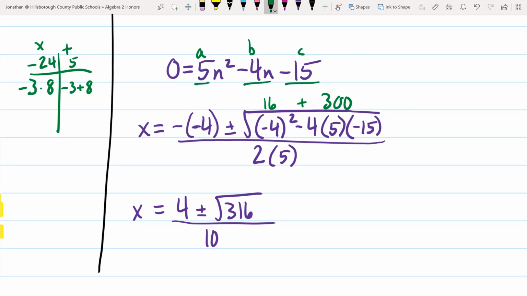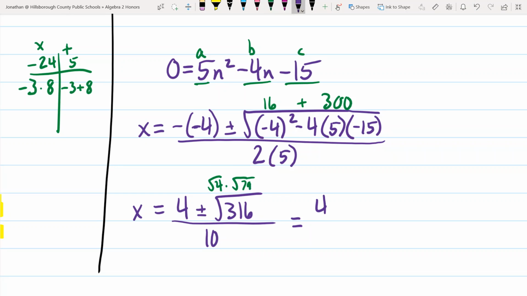Now, I'm going to try to simplify that root 316. Let's see here, 316. Let's just try dividing by 16. Let's see if that works. That does not. Let's lower our perfect squares. Let's try 9. That does not work. 316 divided by 4, question mark? Yes, all right. So this breaks into the root of 4 times the root of 79.